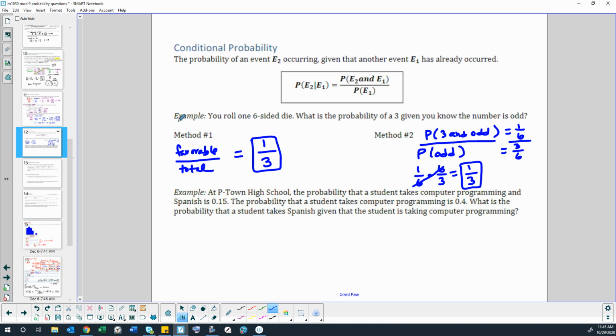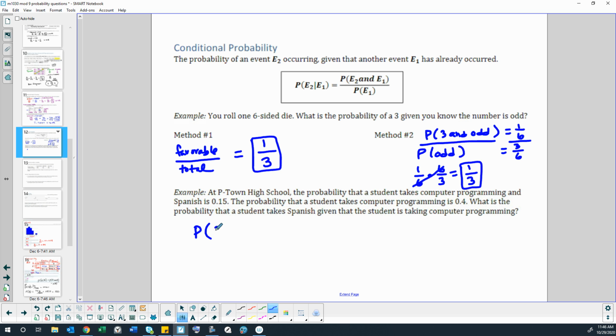So we got the same exact answer by using the formula as we did by just thinking through the problem. So why wouldn't we always do a problem this way? Well, it depends on what kind of information we have. Look in this next example, they give us exactly the right information for us to do it using the second method. At P-Town High School, the probability that a student takes a computer programming and Spanish class is 0.15. The probability that a student takes computer programming is 0.4. What is the probability that a student takes Spanish, given that the student is taking computer programming?